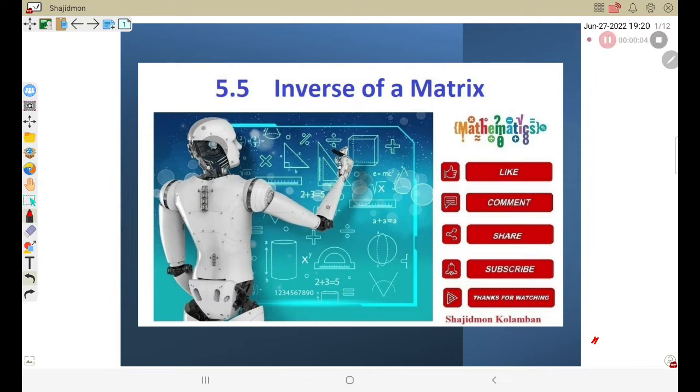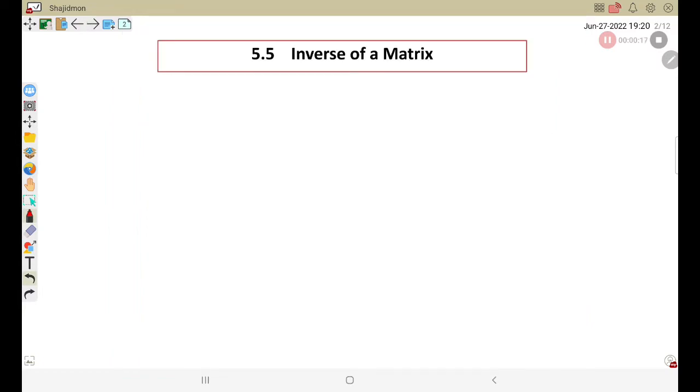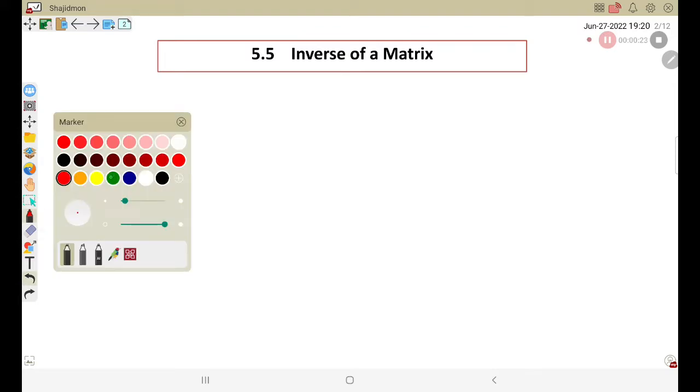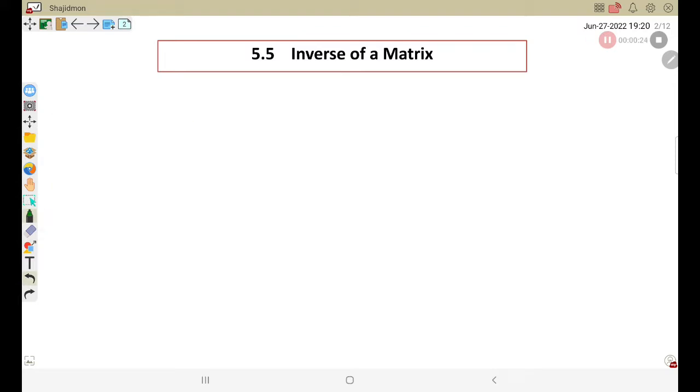This video we are discussing the topic inverse of a matrix. This is the topic from the course Mathematics for IT. Let's start the topic. Section number 5.5, inverse of a matrix. In this section we are discussing how to find the inverse of a matrix, how to find the inverse of a 2 by 2 matrix and how to find the inverse of a 3 by 3 matrix especially.